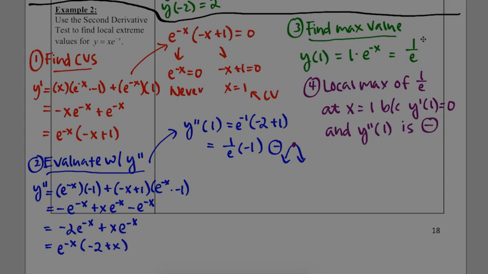And then I mentioned two things. I mentioned the first derivative, which is how I found that critical value. And then I mentioned the second derivative, and how I knew it was going to be a local max. Since it was negative, I know it's concave down. That's how we got our local max.